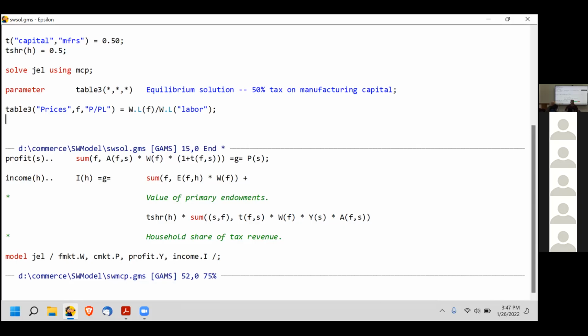And then I'm going to have a second line. The way I do that in my editor is I move the cursor up a line, kill that line, yank to retrieve it, and then yank it a second time. That way I don't have to retype everything. Then I can say S, and here it's going to be P.L of S divided by W.L of labor.